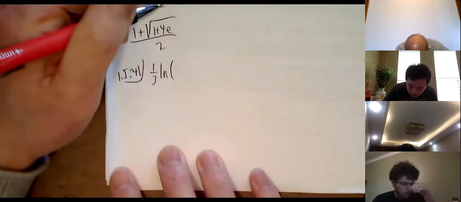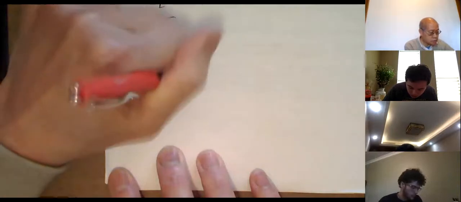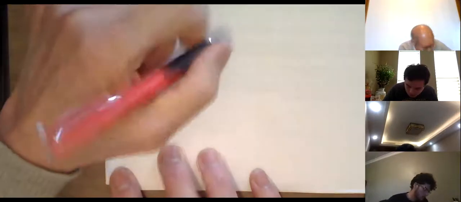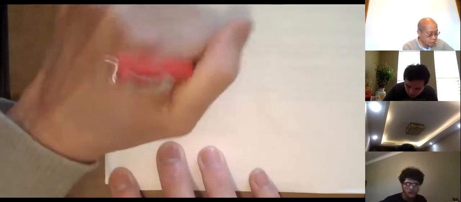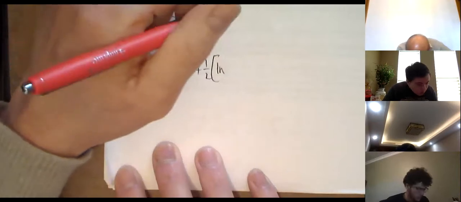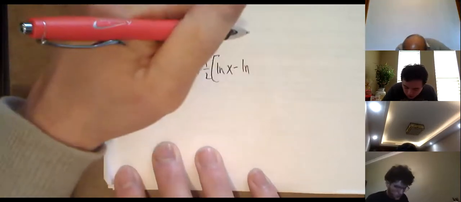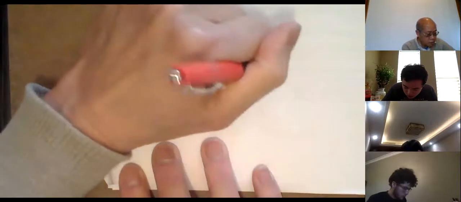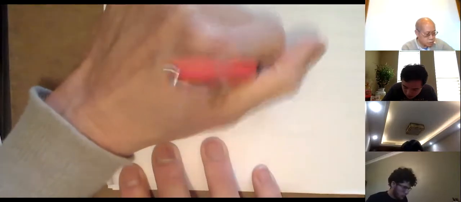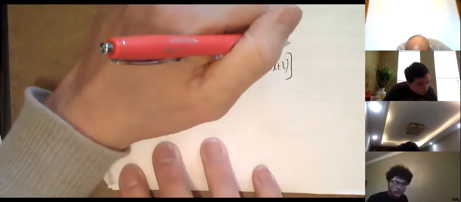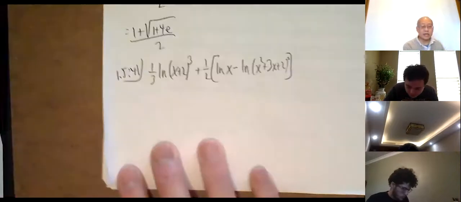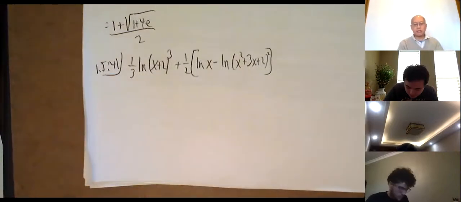One-third ln (x plus 2) cubed plus 1/2 [ln x minus ln (x squared plus 3x plus 2)] squared, like that. Okay, since I did it yesterday, I'm going to go pretty fast.